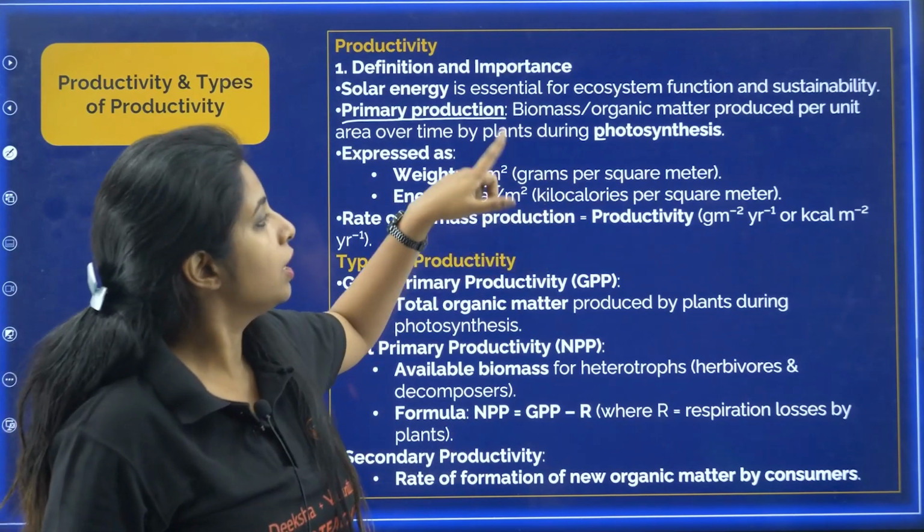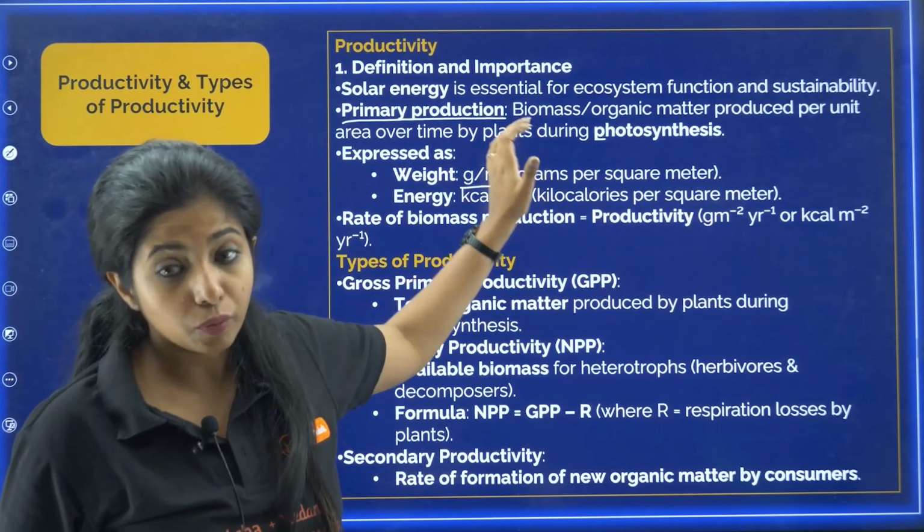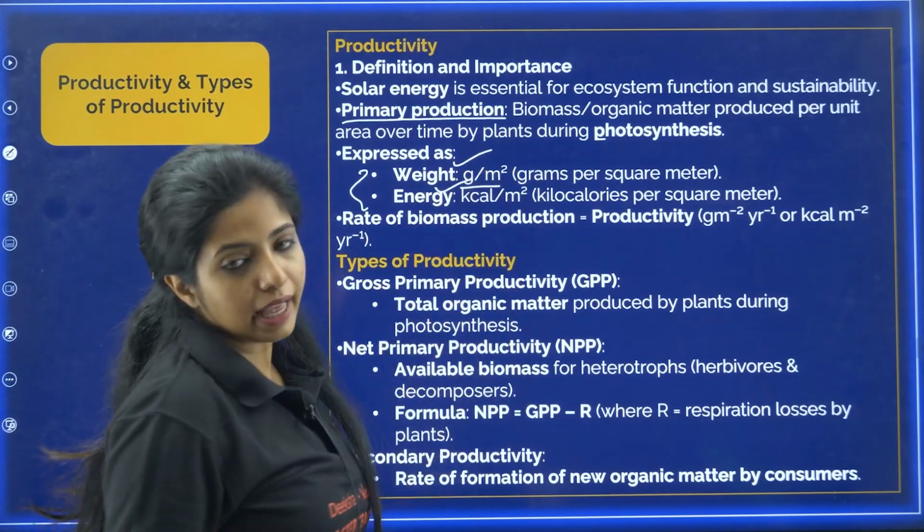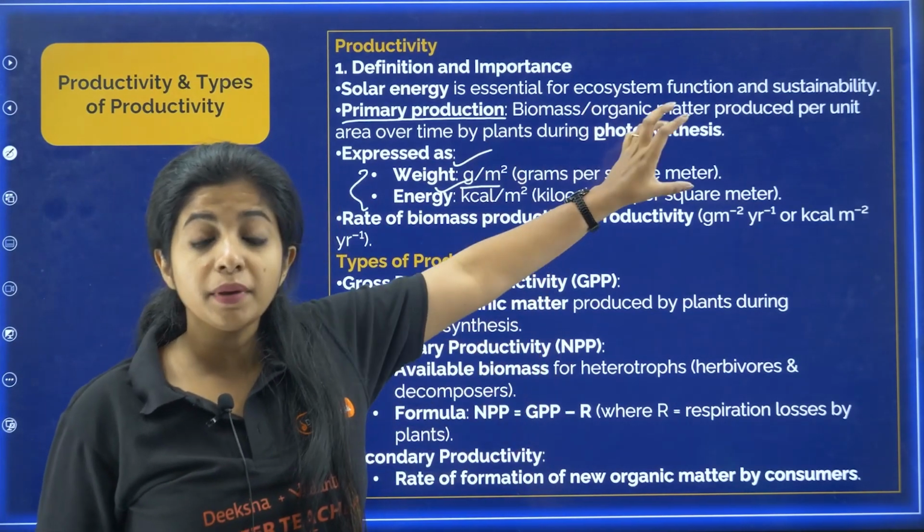Now, it is expressed as weight, that is gram per square meter, or energy, that is kilocalories per square meter. You have to remember it. You can express it in either weight format or energy format. Now, this is what I mean by production.